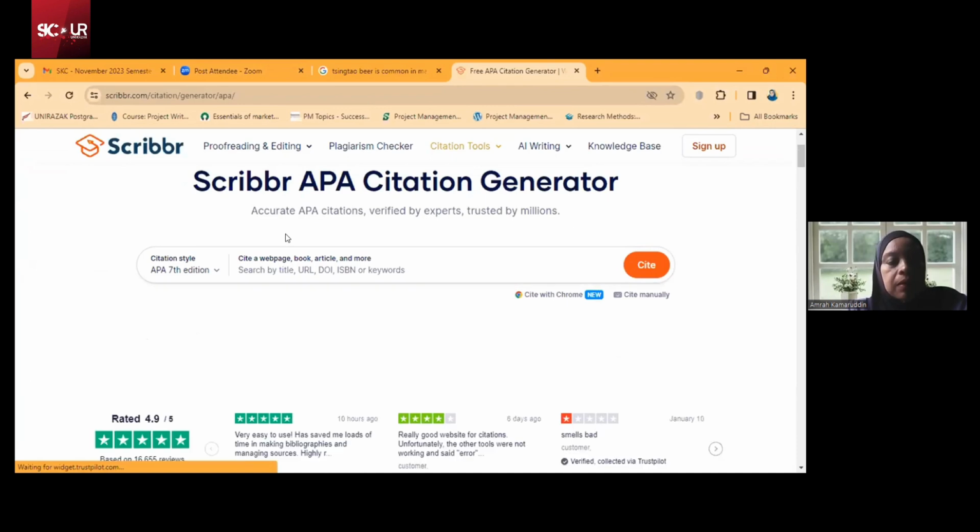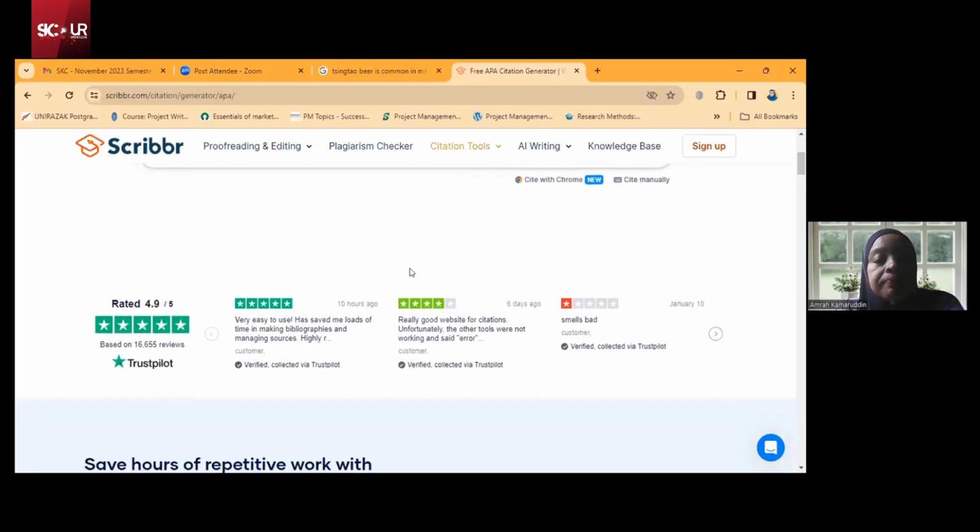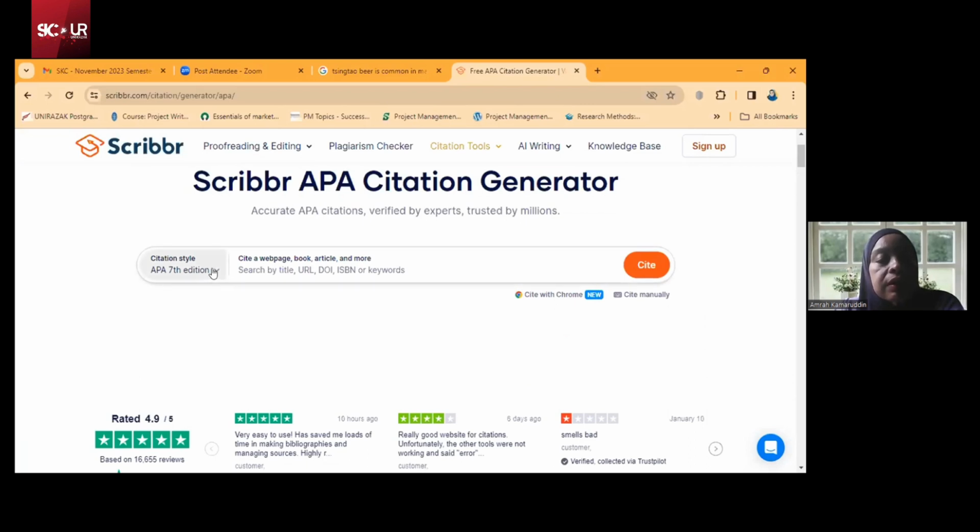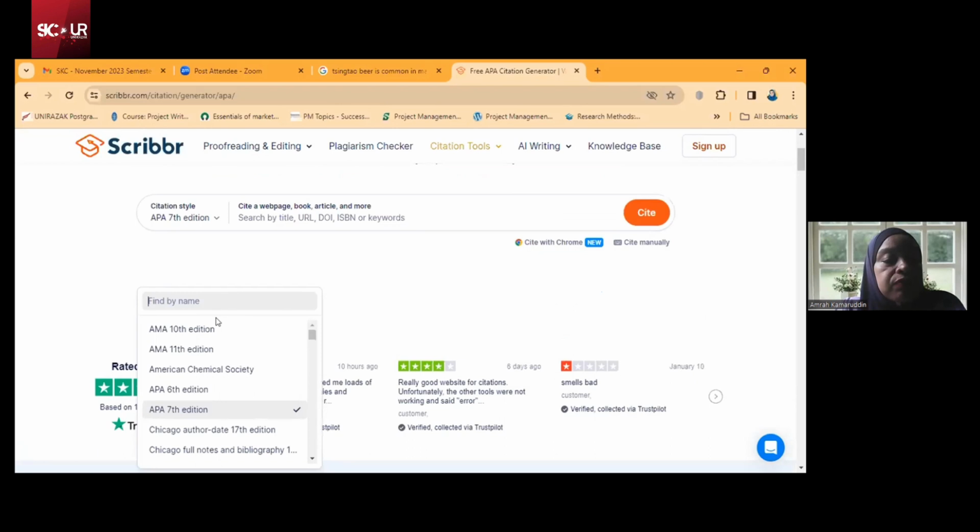Because mostly public listed company, public university, they use APA. But private, sometimes they use Harvard. Unirazak, they use APA. Like Masa, they use Harvard. Okay, so APA is actually the one to use. So how to get this? Okay, you can see that APA 7th edition. They have so many.